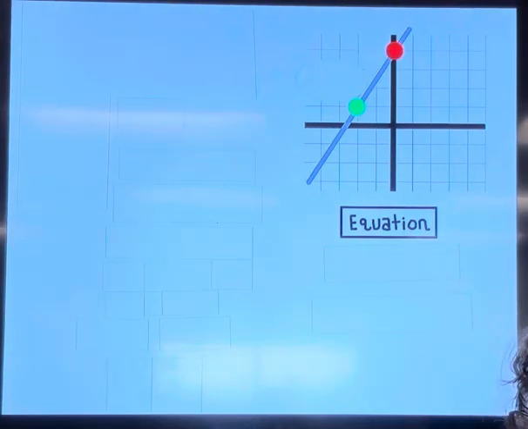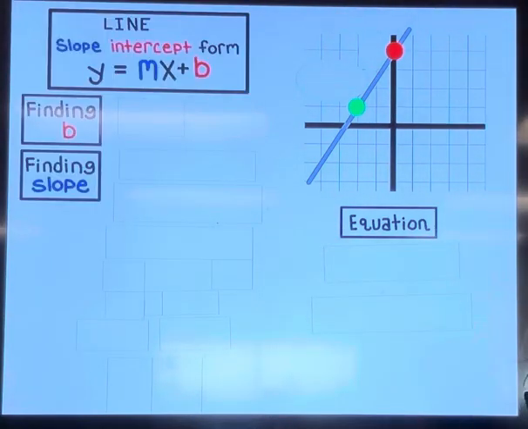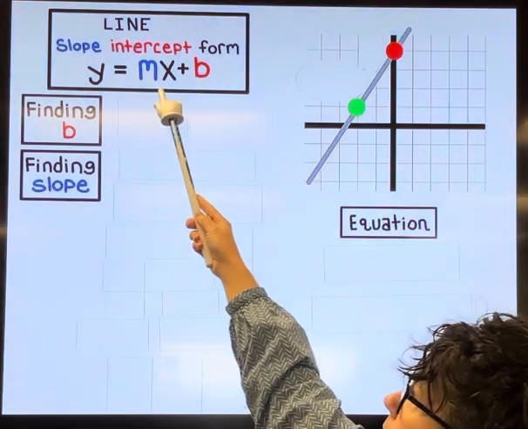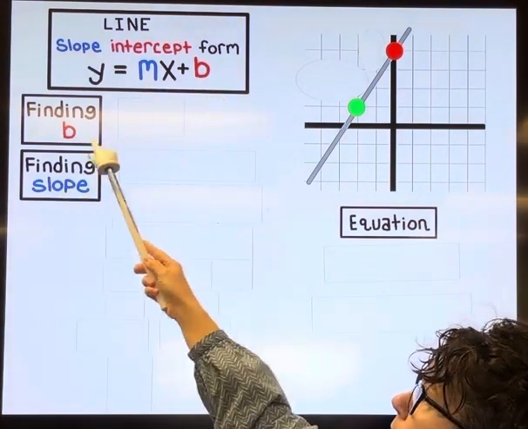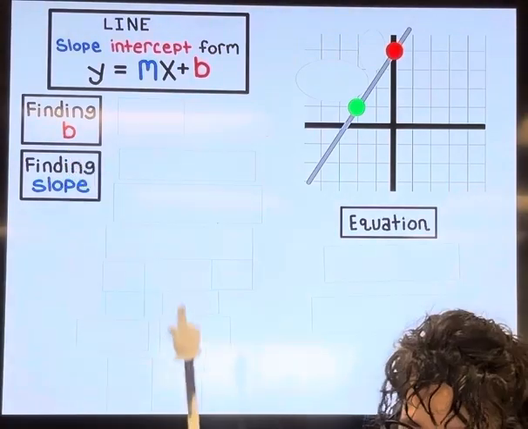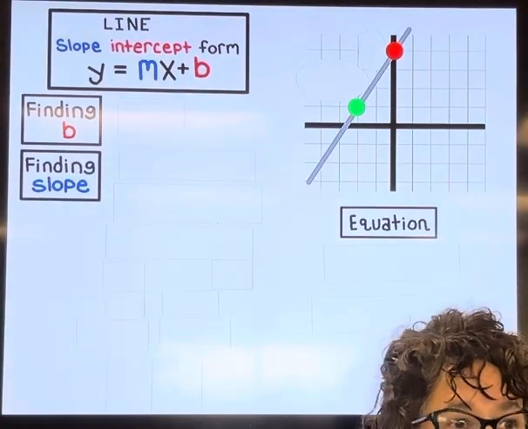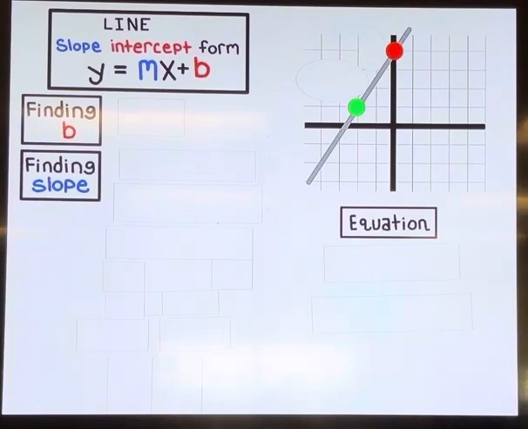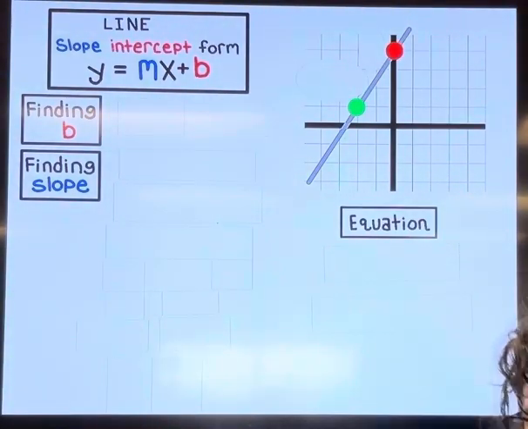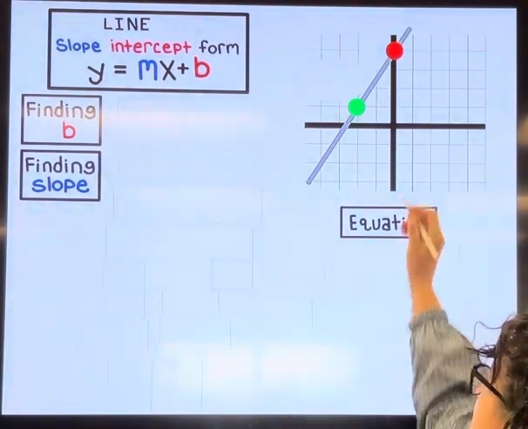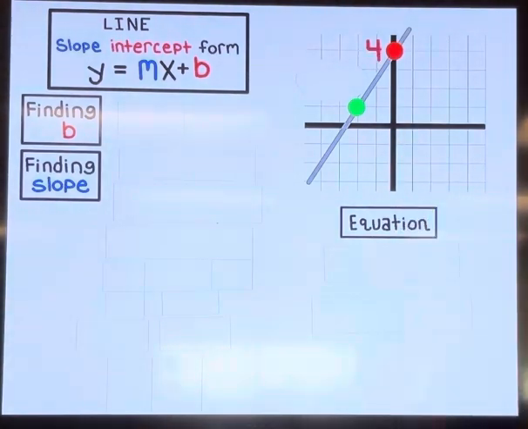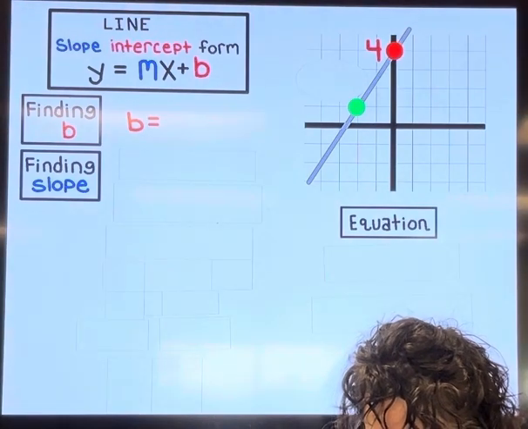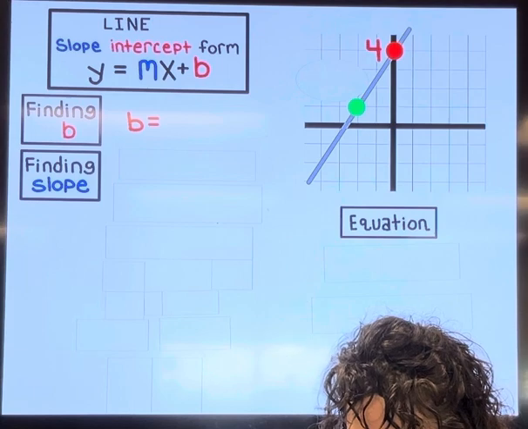So ultimately, what we're going to do is we need to find the m, which is the slope, and we need to find the b, which is the y-intercept, and then we'll be able to write the equation of this line. Let's start off with finding the b of this, and this line is crossing the y-axis at 4. So we know that the b value is equal to 4.